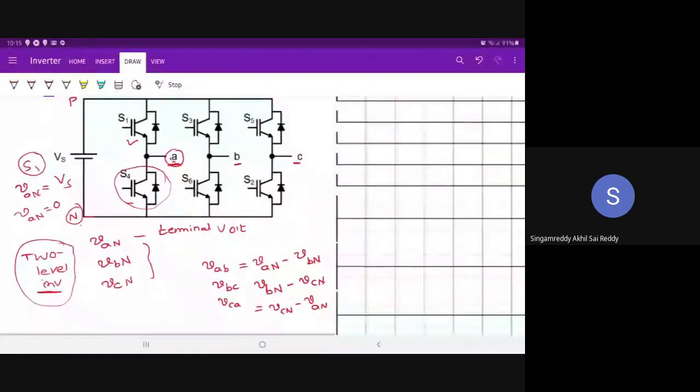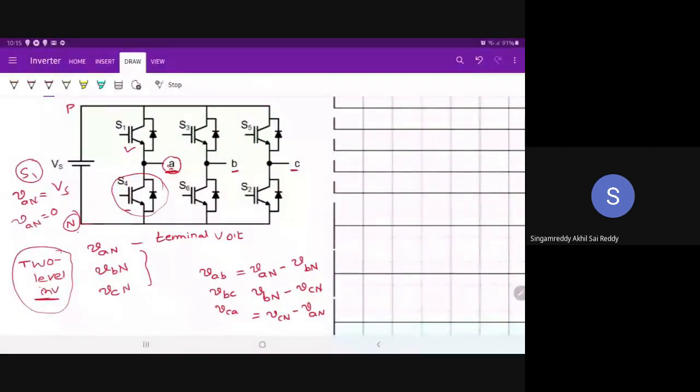Similarly in B phase, if S3 is on, the voltage VBN is Vs. If the bottom switch S6 is on, the terminal voltage VBN is 0. Similarly for VCN, if S5, the upper switch, is on, the voltage is Vs, and if the bottom switch is on, the voltage is 0. By measuring these terminal voltages, we can obtain the line voltages.